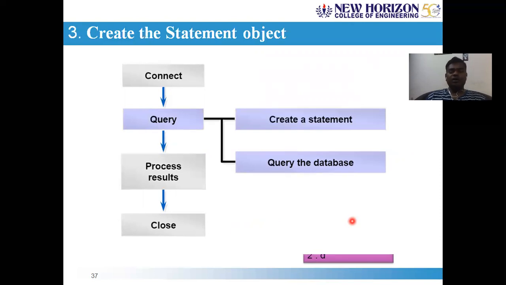So remember, there are 5 steps. The first one is registering the JDBC driver by using Class.forName. And the second one is creating a connection by using the DriverManager.getConnection method. And the third one is creating the statement objects. The fourth one is executing the query and processing the results. And the last step is closing the connection.